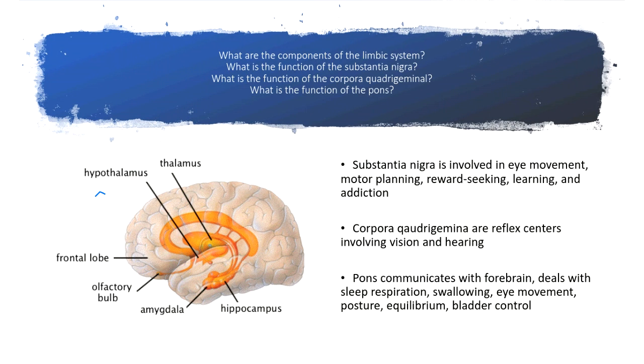There is another structure called the corpora quadrigemina, and this is just the reflex sensors involved with hearing and seeing. The pons communicates with the forebrain. It deals with sleep, respiration, swallowing, eye movement, posture, equilibrium, and bladder control.